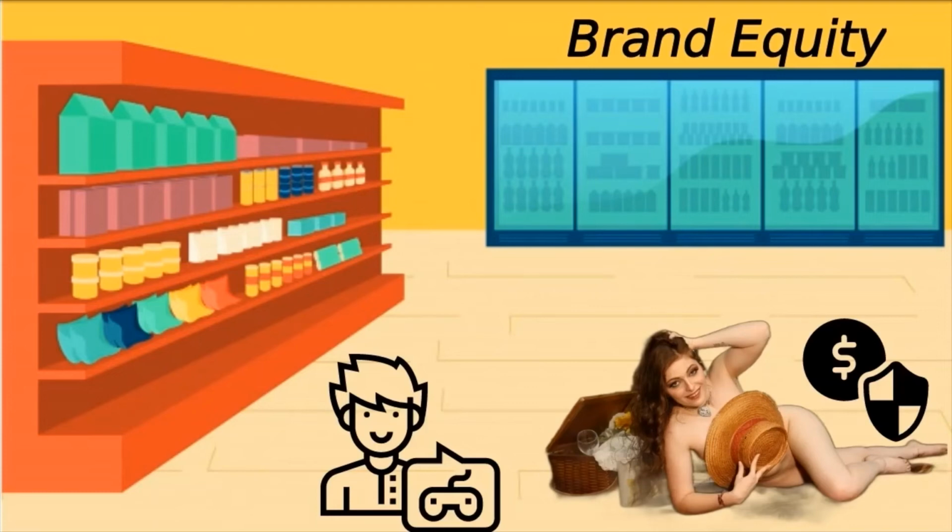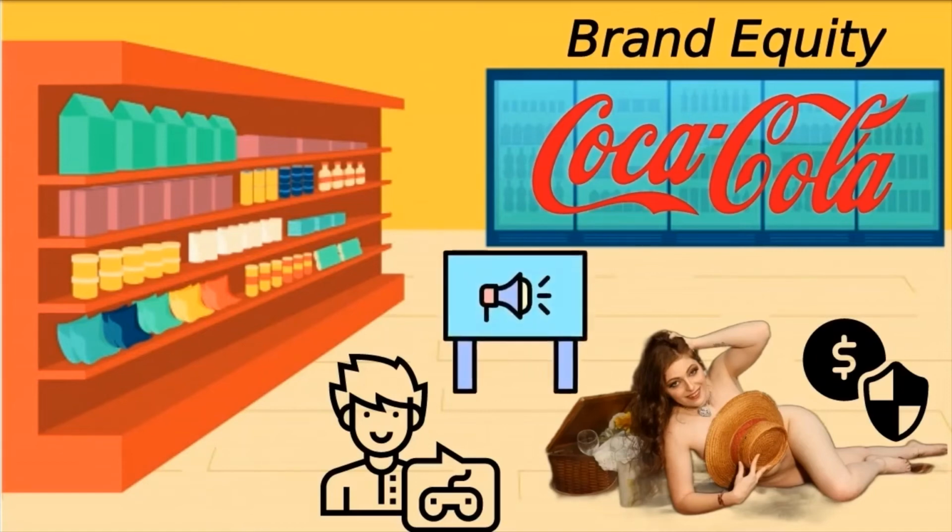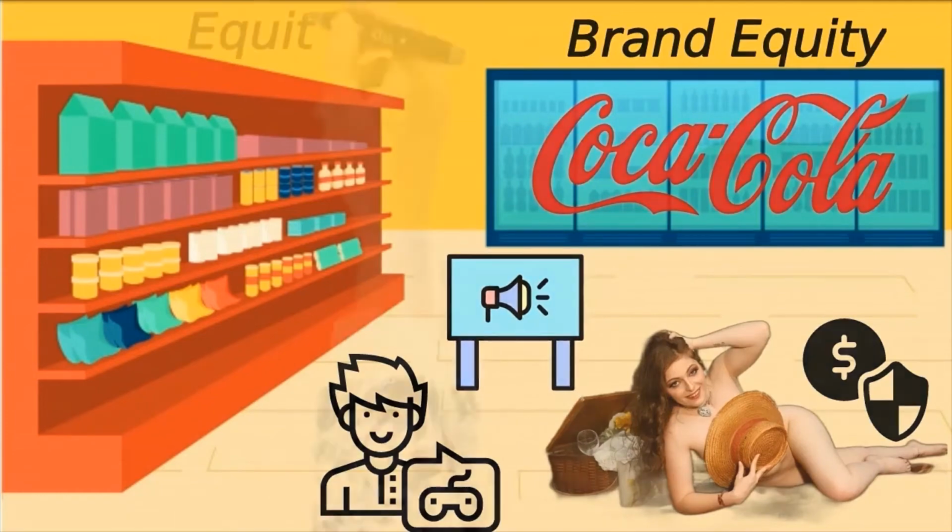If a 2-liter bottle of store brand cola costs $1 and a 2-liter bottle of Coke costs $2, then Coca-Cola has equity of $1. There is also such a thing as negative brand equity, which is when people will pay more for a generic or store brand product than they will for a particular brand name. Negative brand equity is rare and can occur because of bad publicity.